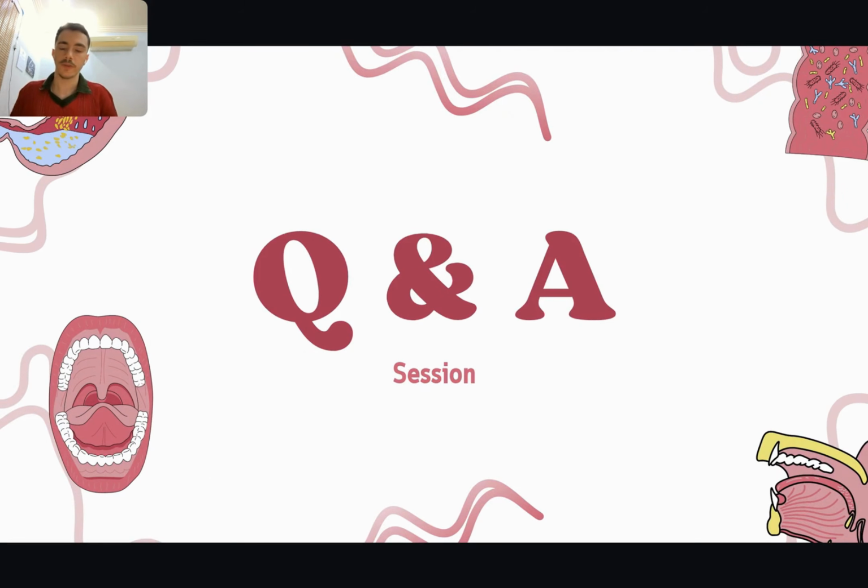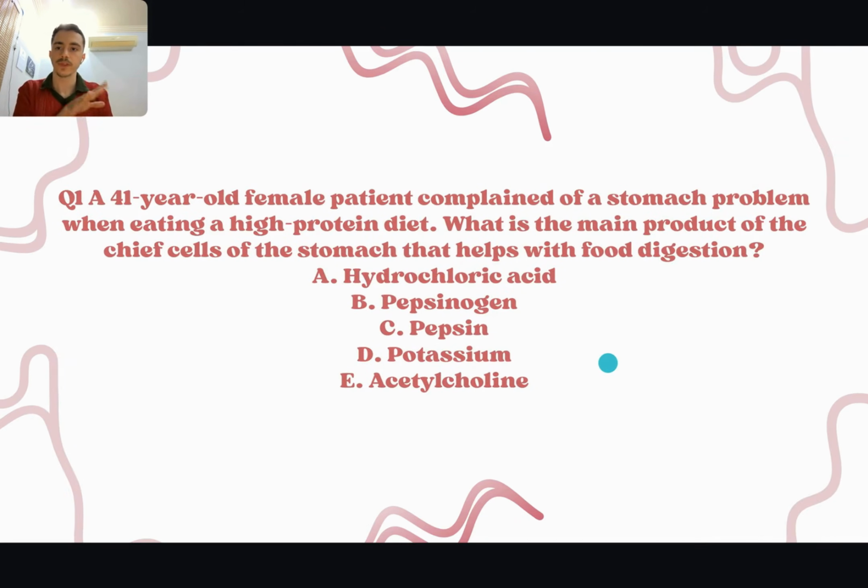Okay, alhamdulillah, we finished. Now let's go to the questions and answers session. Then stop the video if you want to answer the question. Okay, a 41 years old female patient complained of a stomach problem when eating a high protein diet. What is the main product of the chief cells of the stomach which helps the food digestion? ايش عندنا حكينا chief cells? Right, it's pepsinogen.